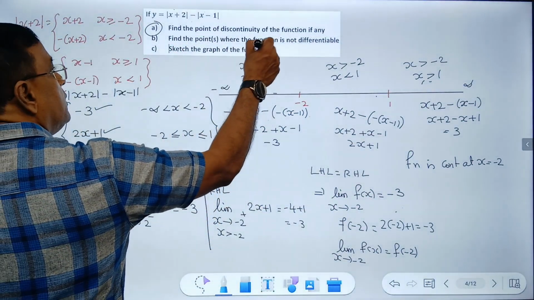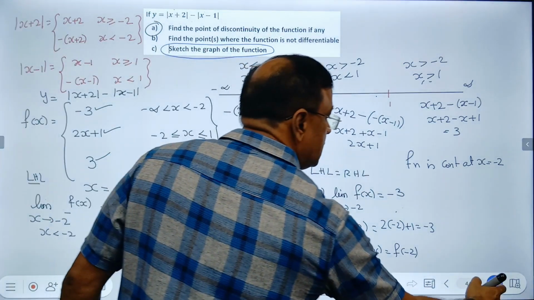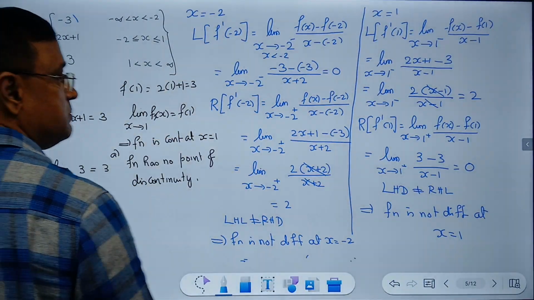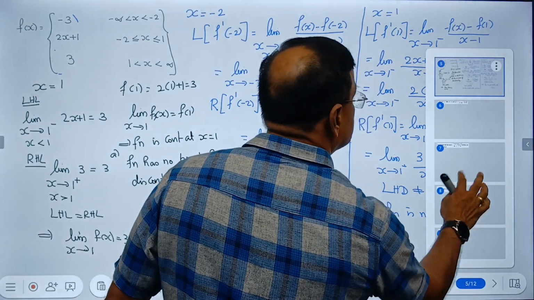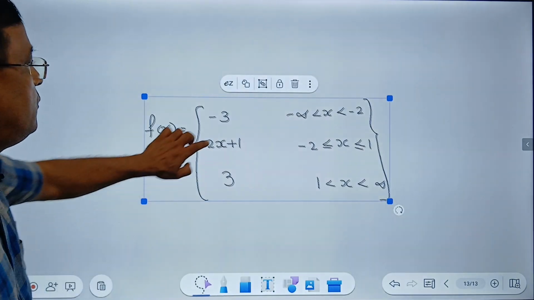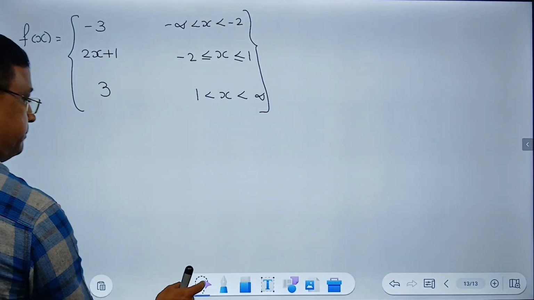The third part, sometimes I'll ask, sketch the graph of this function. So let's see that part. Okay, now how do I sketch the graph? I think I need some space, so let's go to this. I need the graph. I want to draw the graph of this function. Now how do I draw the graph?